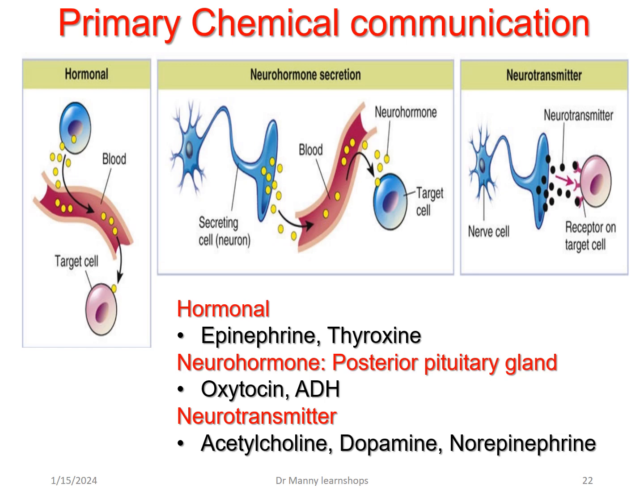Chemical communication can be primary, and in primary chemical communication, hormones are involved. Hormones such as epinephrine, thyroxine. Neurohormones from the posterior pituitary gland such as oxytocin or antidiuretic hormone. Neurotransmitters such as epinephrine, norepinephrine, acetylcholine, dopamine, and the list goes on.